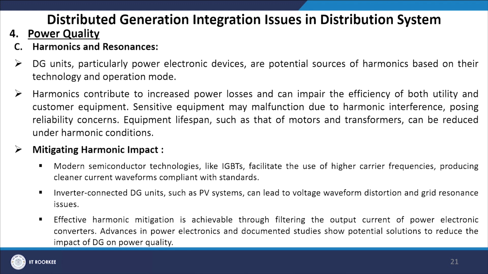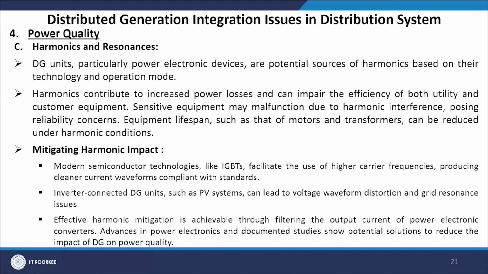Inverter connected DG units, such as PV systems, can lead to voltage waveform distortion and grid resonance issues. Effective harmonic mitigation is achievable through filtering the output current of power electronic converters. Advances in power electronics and documented studies show that solutions to reduce the impact of DG on power quality are possible.